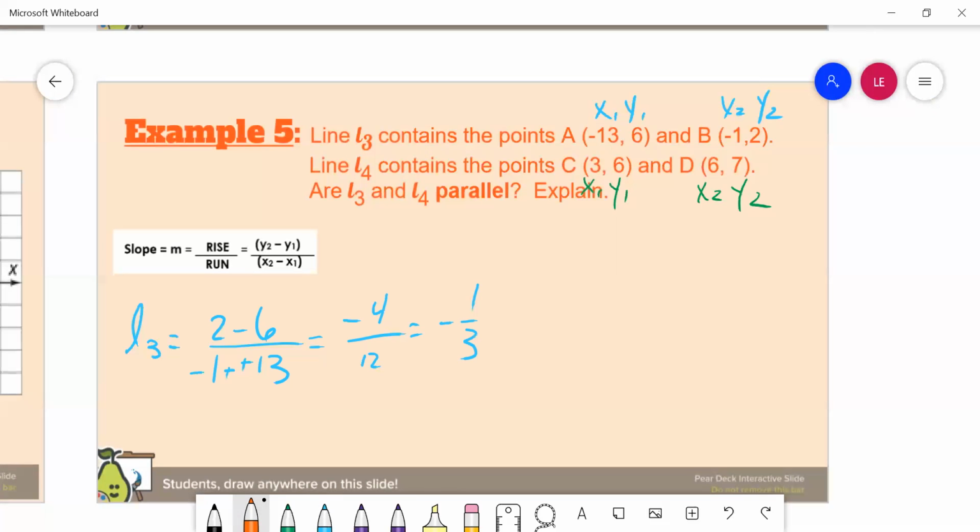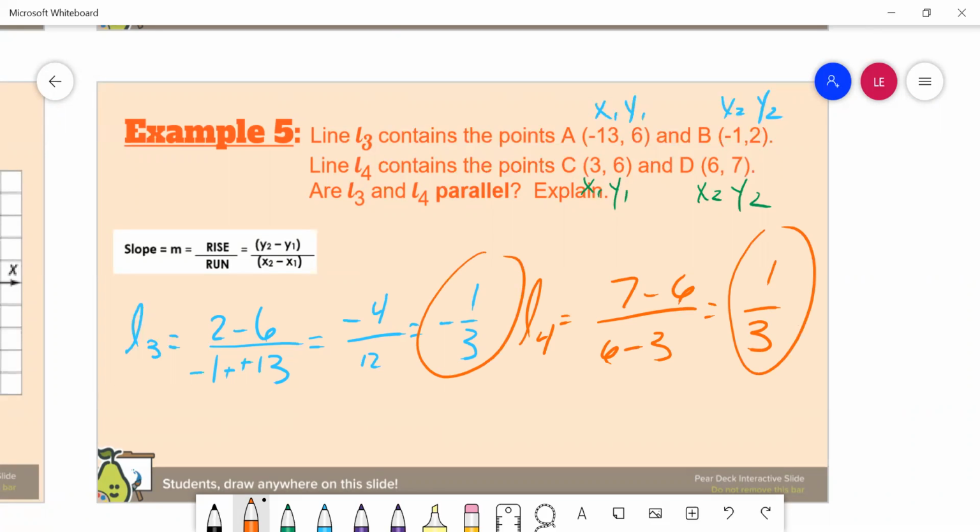Now let's do the slope of the second line, line 4. That would be 7 minus 6, and then 6 minus 3, which gives you 1 over 3. Now when you compare the slopes, they're not the same. They're not opposite reciprocals. They have opposite signs, but not reciprocals. So these are not perpendicular, but they are oblique. They just intersect. They have different slopes.